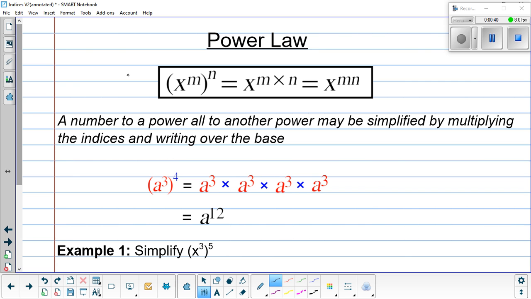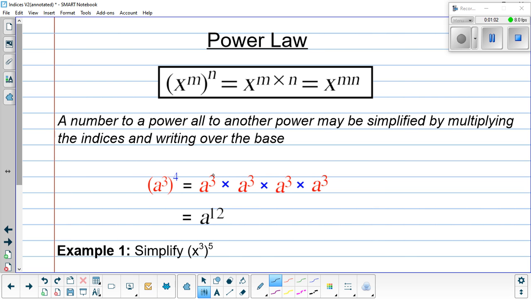Consider we have something like a cubed, all to the power of 4. Inside the bracket, that 4 is telling us that whatever is inside the bracket, we have to write out with multiplication. So that's a to the power 3 times a to the power 3 times a to the power 3 times a to the power 3. We times it 4 times.